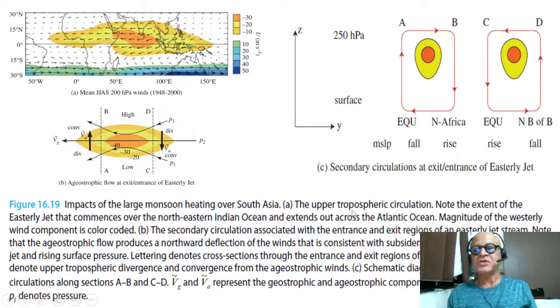Okay, the upper tropospheric circulation is shown in terms of the easterly jet. Note the extent of the easterly jet that commences over the northeastern Indian Ocean and extends out across the Atlantic Ocean. The magnitude of the westerly wind component is color coded, and the easterly wind component is color coded red. So there is the westerly component down here. All the typos and errata.